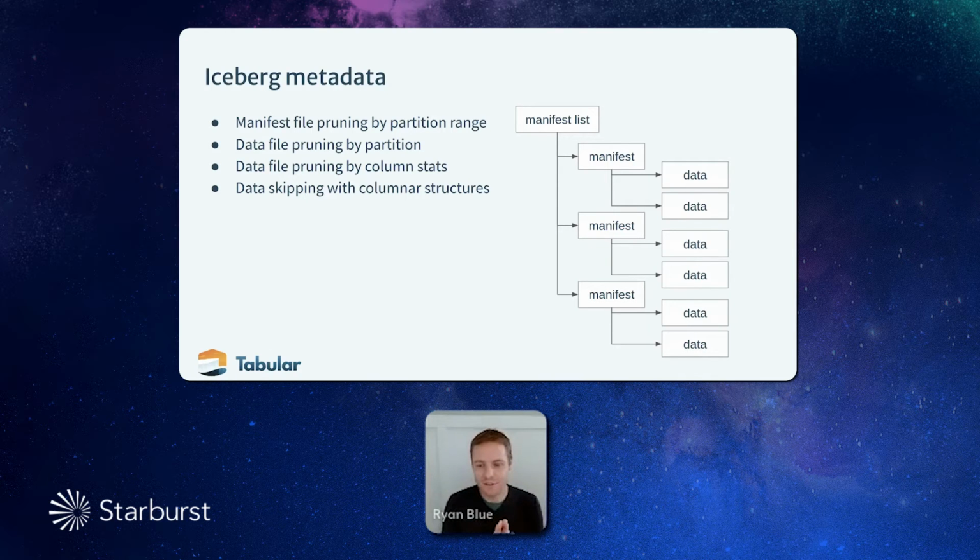This is the structure that allows us to have really fast planning times. So for example, we can take the manifest list and go through and figure out which manifest files we actually need to read for any given query. So instead of reading all 3 manifests here, we probably only need to read just 1. Then we can go and read that manifest and push down our filters, pruning by partition.